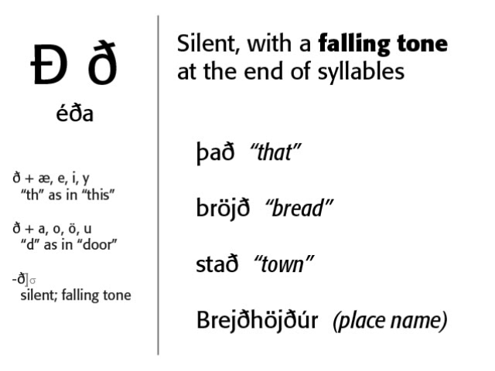If it appears at the end of a syllable, something odd happens. The letter is silent, but it causes the pitch of the syllable to fall rapidly. This is called a falling tone. Listen. Da. Brød. Sta. Breighøyder. Note that this does not happen in all dialects.